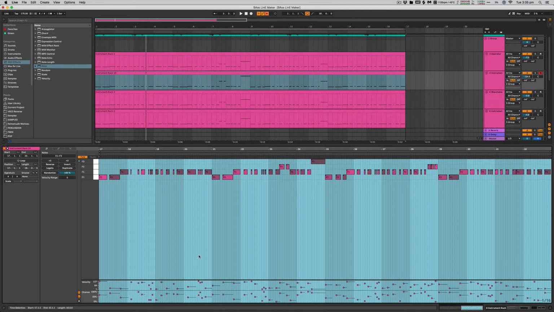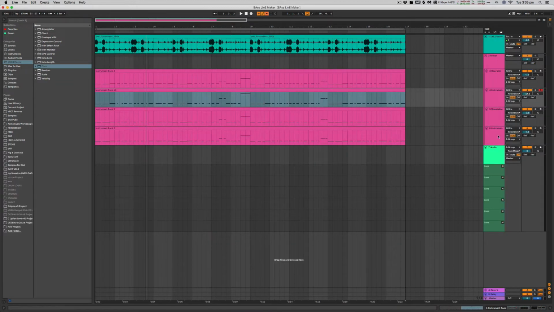This one here, again, same thing. All probability or chance has been changed just by hitting randomize. And velocity also has been changed on that. Super simple, very, very effective.